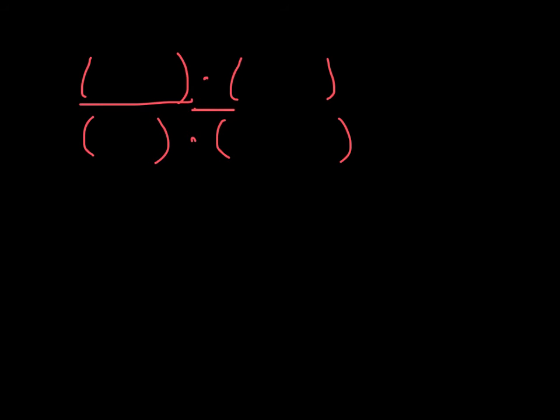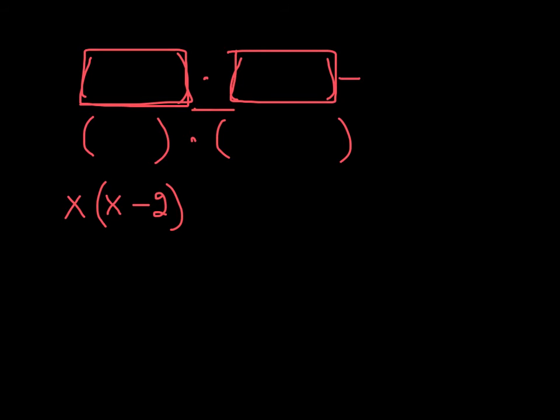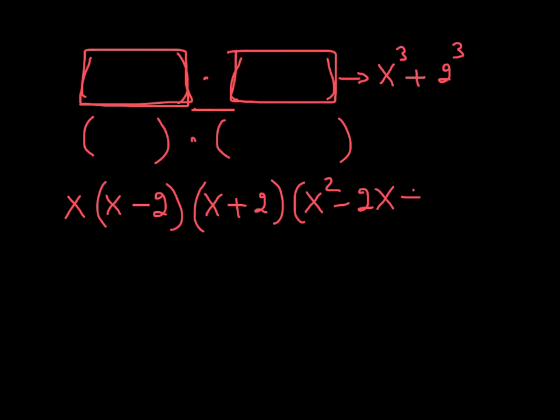The first factor we're going to factor is this one. We're going to look for a greatest common factor, and the greatest common factor is x. And that will give us x times x minus 2. The next factor is x cubed plus 8. This is going to be the sum of cubes: x cubed plus 2 cubed. I hope you remember the formula, but if not, I want you to look it up. It's going to factor into x plus 2, x squared minus 2x plus 4.